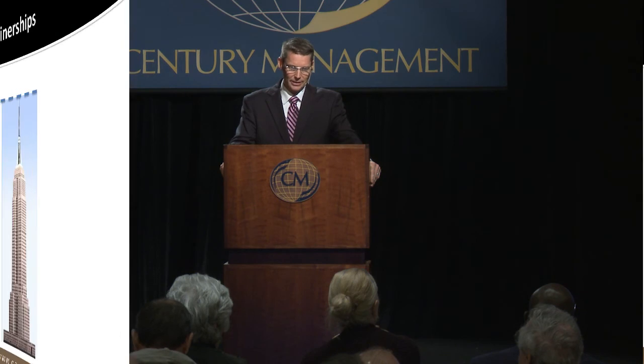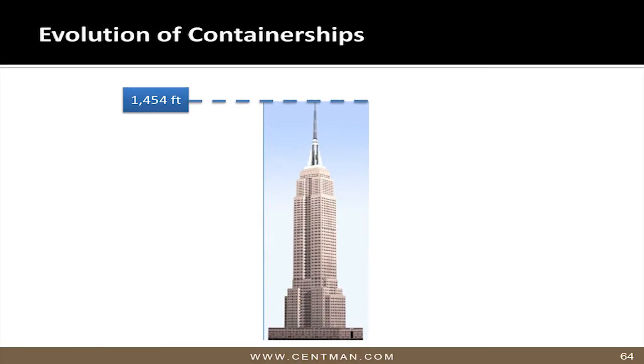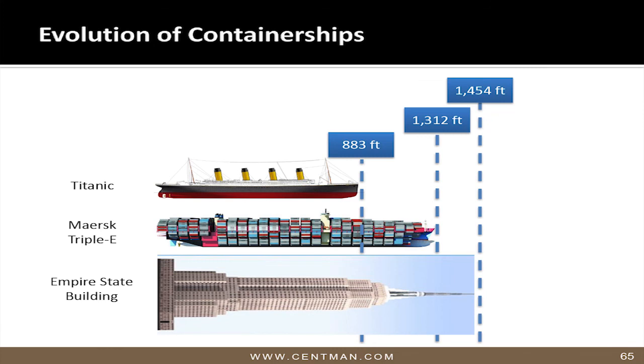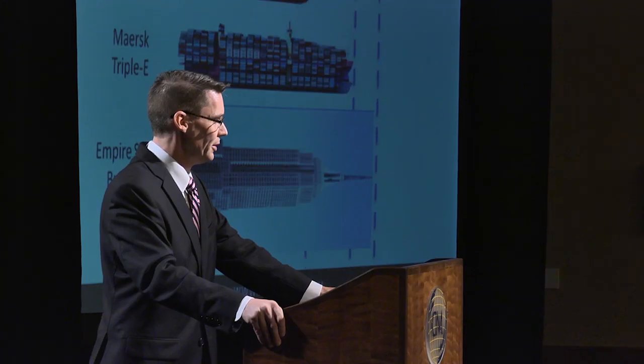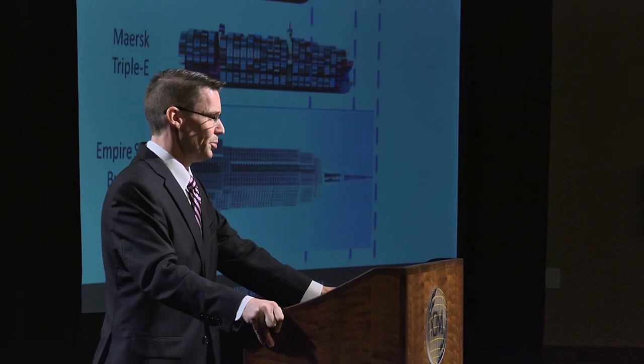Now, to put the size of this 18,000 TEU ship into perspective, take a look at this. It is about the size of an Empire State Building. Now, looked at from another way, if all 18,000 of those containers were filled with tennis shoes, it would hold 111 million pairs of shoes. That's enough to put on the feet of every citizen in Mexico.